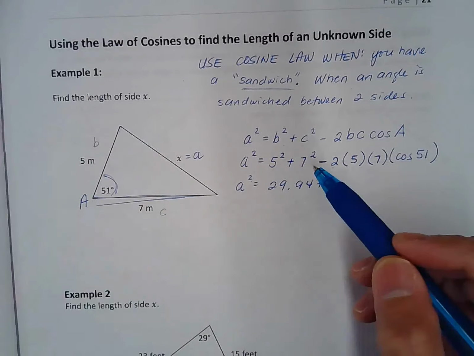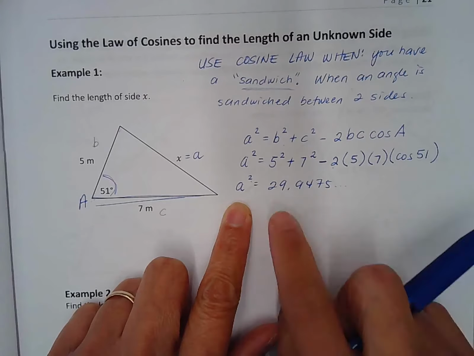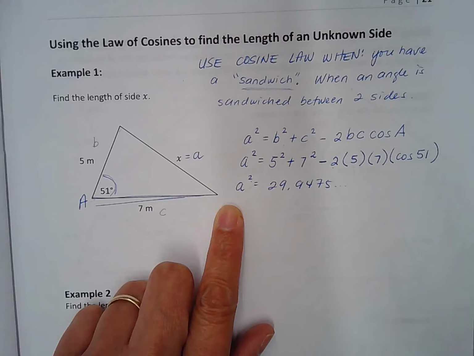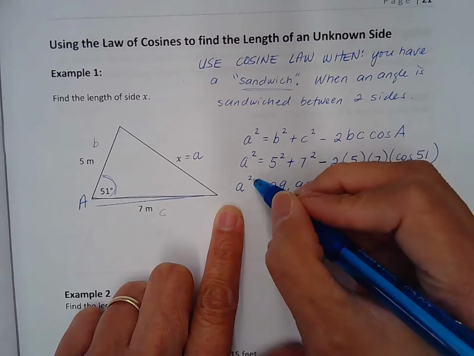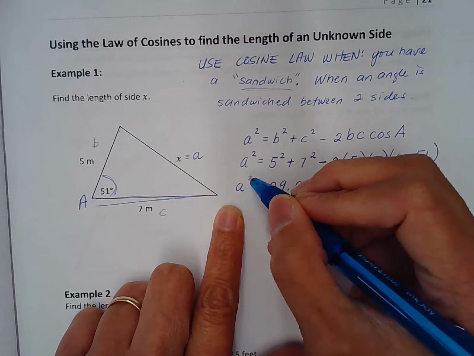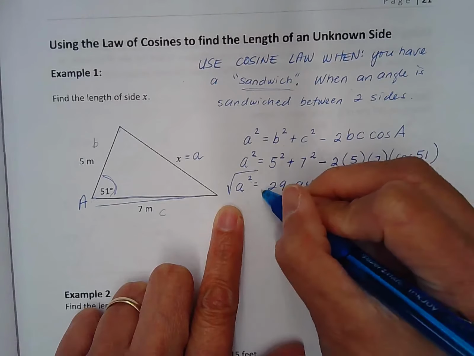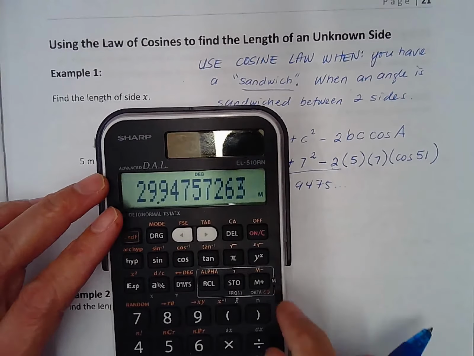So from here, you notice that we actually figured out a squared, not a. So how do we figure out just the a? Square root, right? Because we don't want the square. To cancel the square, we've got to do the square root. So do the square root of that answer.